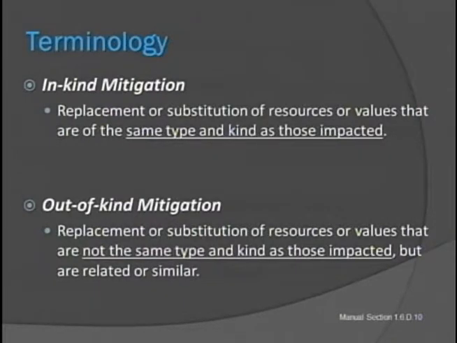In-kind mitigation includes the replacement or substitution of resources that are of the same type and kind as those impacted. An example might be off-site habitat improvements for sage-grouse nesting and brood-rearing habitat in exchange for disturbance of existing nesting and brood-rearing habitat. By comparison, out-of-kind mitigation focuses on resources that are not the same type and kind as those impacted. An example would be off-site habitat improvements in sage-grouse winter habitat in exchange for loss of nesting and brood-rearing habitat.